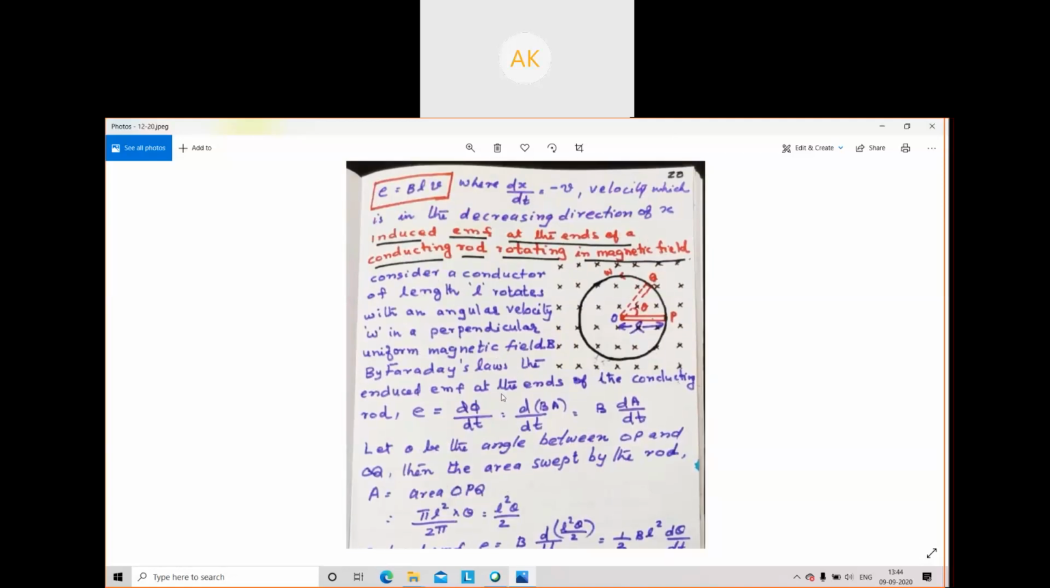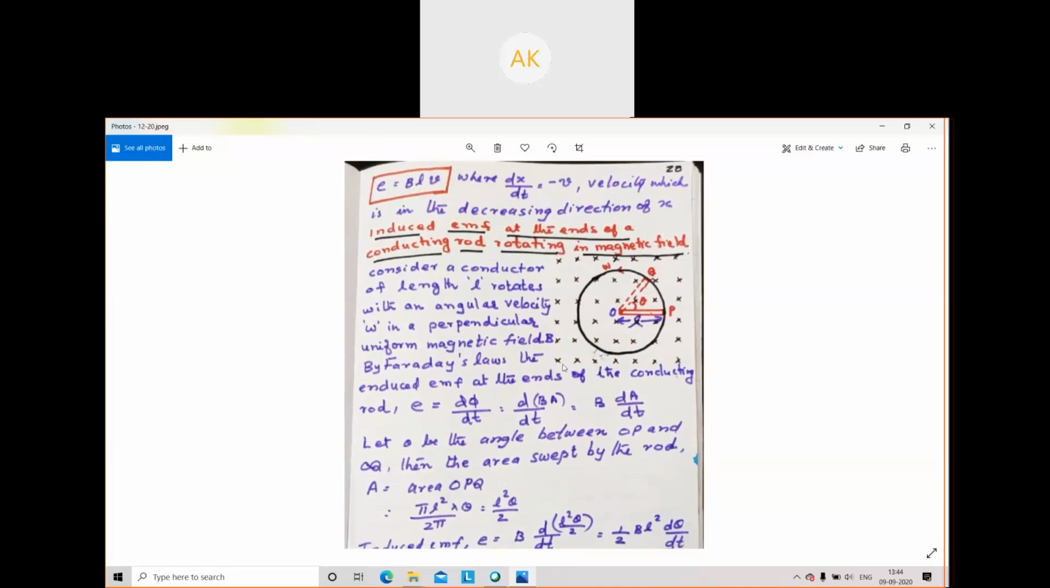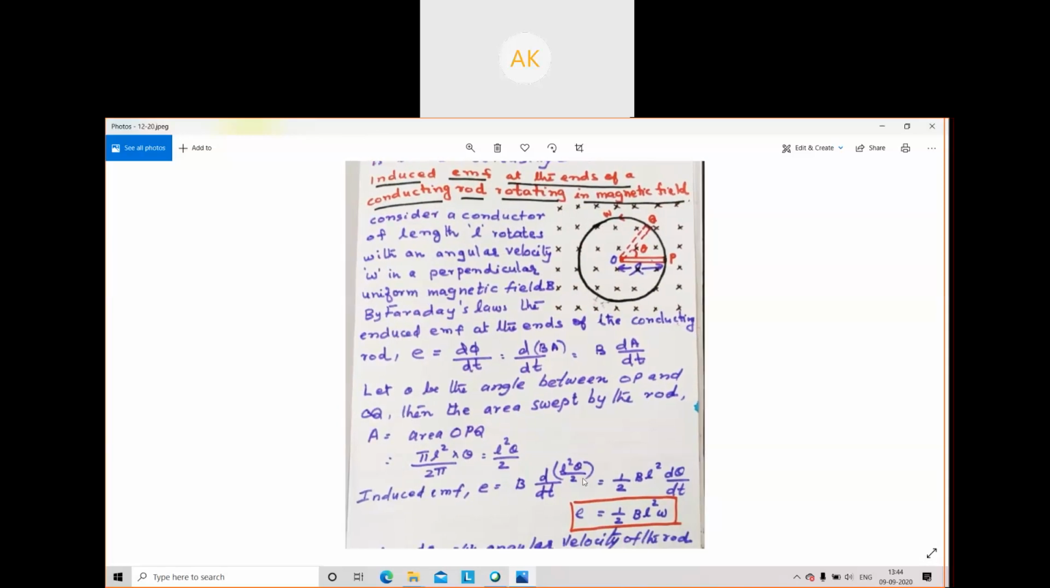So two derivations we have studied. When a conductor is moved in a perpendicular magnetic field, EMF induced E equals BLV. When a conductor is rotated in a perpendicular magnetic field, the EMF induced will be half B L squared omega. Omega is the angular velocity, L is the length of the rod.